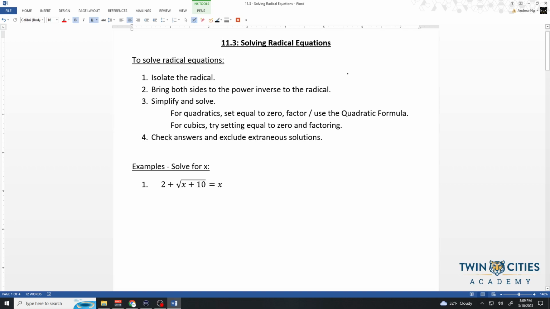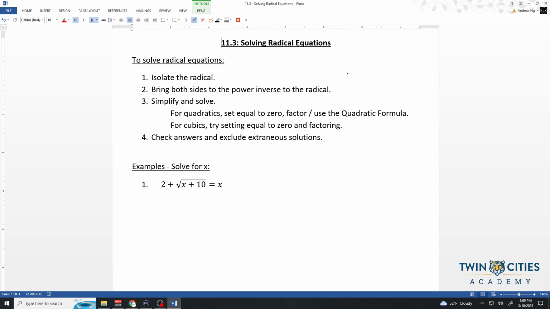Let's talk about solving radical equations. There are 4 steps that I'll want to follow. Number 1, isolate the radical. So if it's a square root, cube root, whatever root, I want to isolate that, get it by itself.